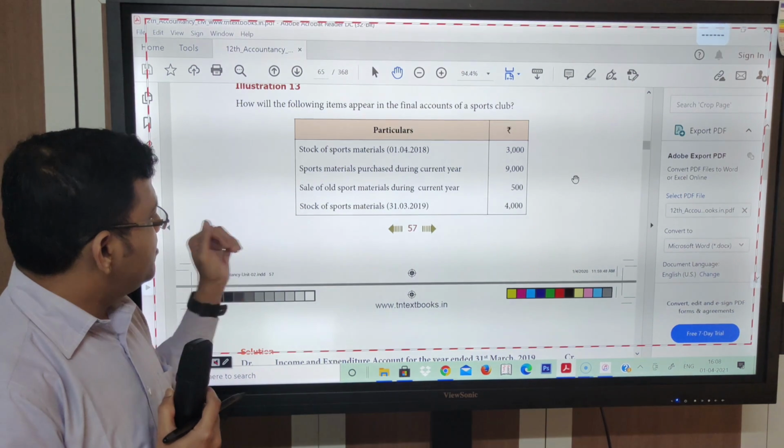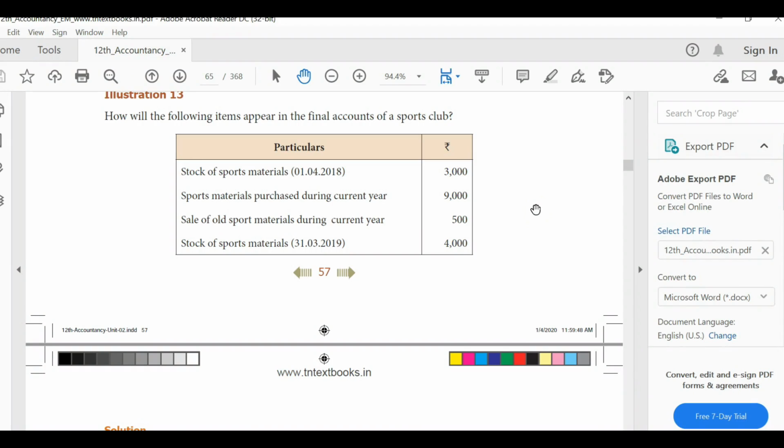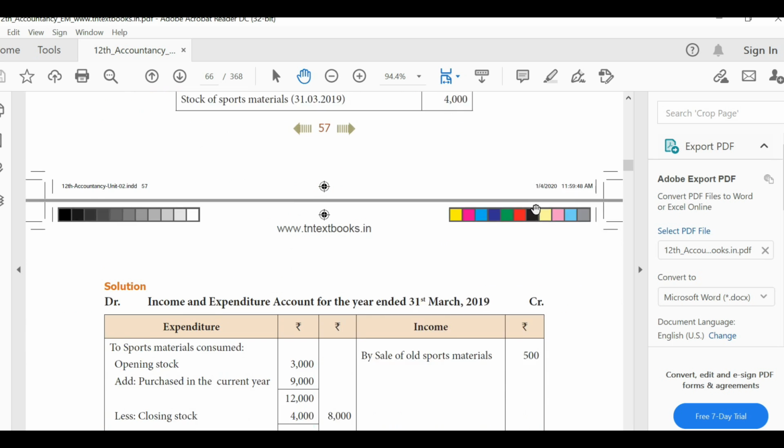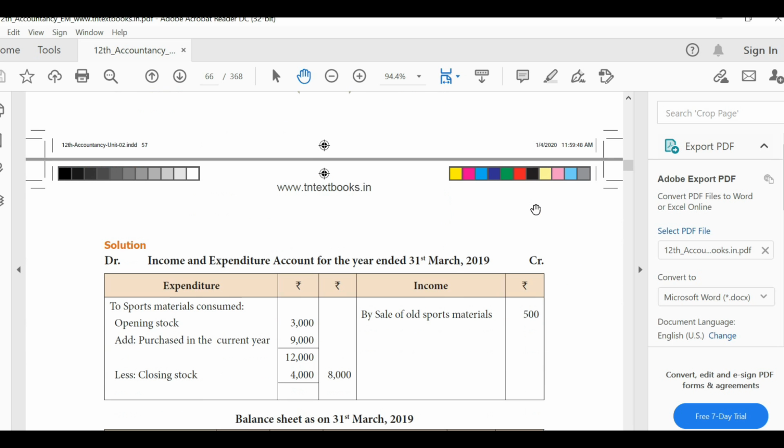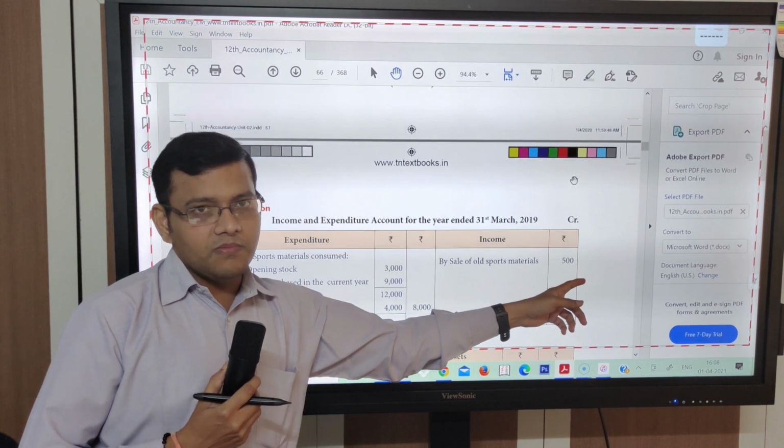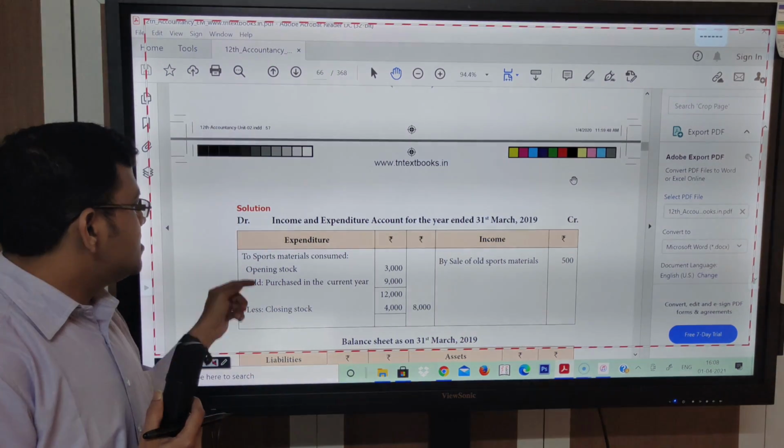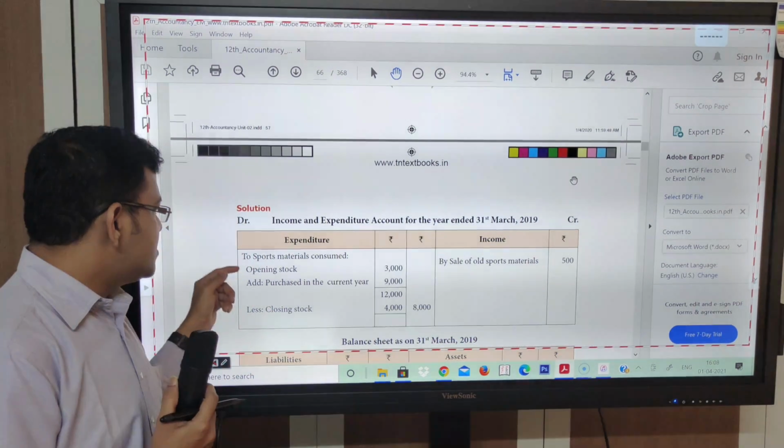So let's see one problem over here with respect to stock. The stock on 1st April is 3000 and the sports material purchased during the year is 9000. Sale of old sports material is 500 and the closing stock is 4000. So how are we going to present this? Your sale will be on the credit side, on the income side, which is 500, and your consumption will be on the debit side, which is the expenditure.